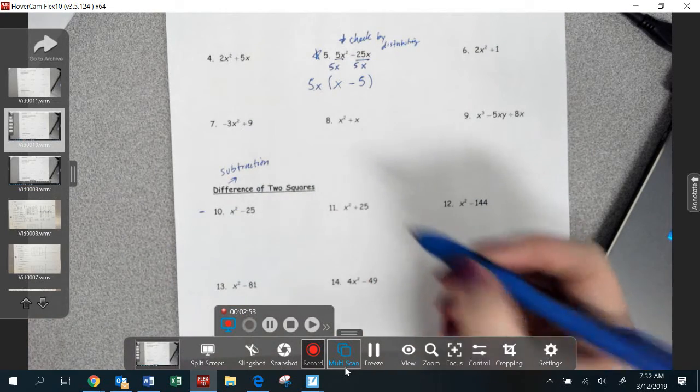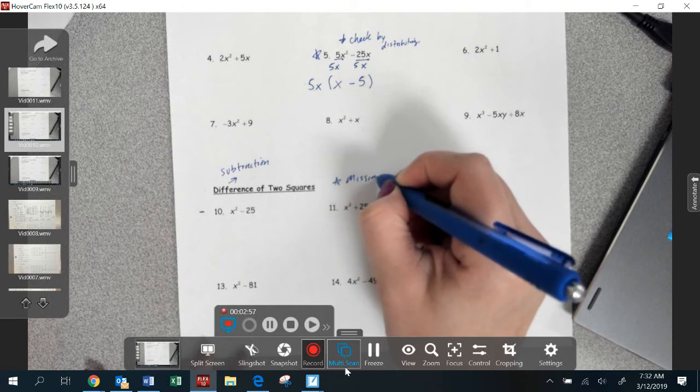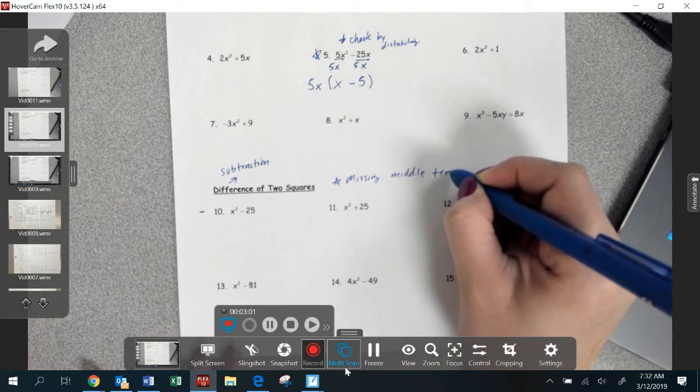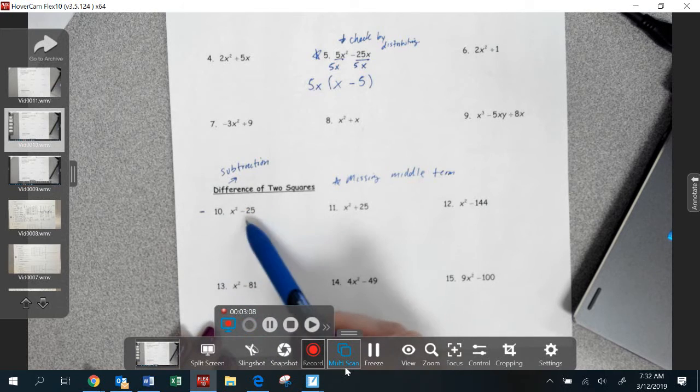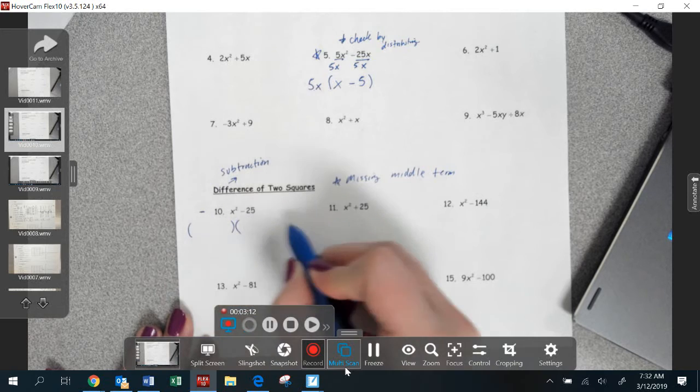Another way to think about this is as if this is a trinomial with a missing middle term. We'll do some more with trinomials here in a moment, but it's as though you've got an x squared term, you're missing that x term, and then you have your constant at the end. So I'll show you how that impacts our factoring.